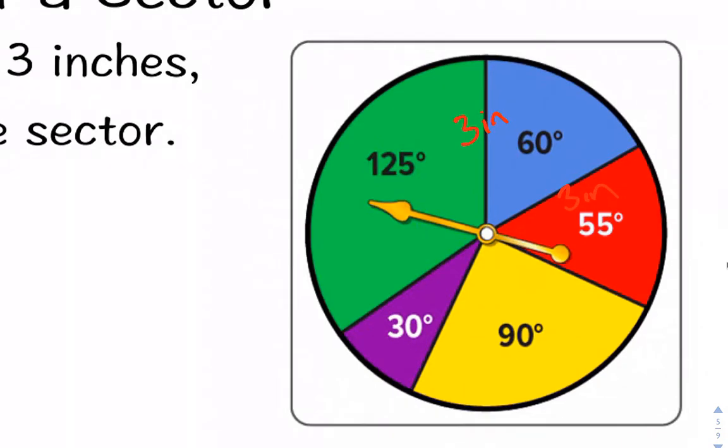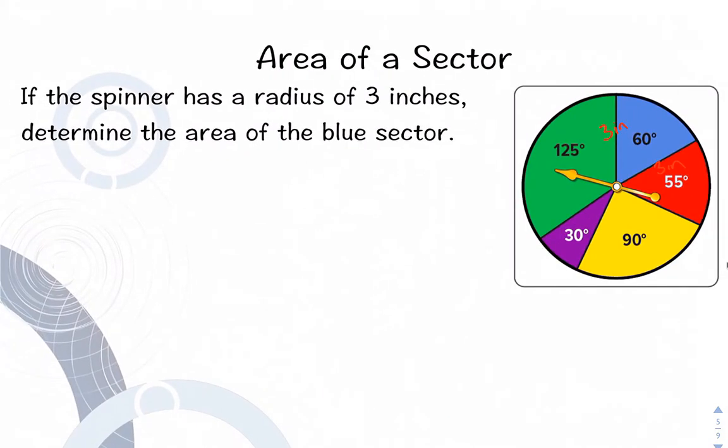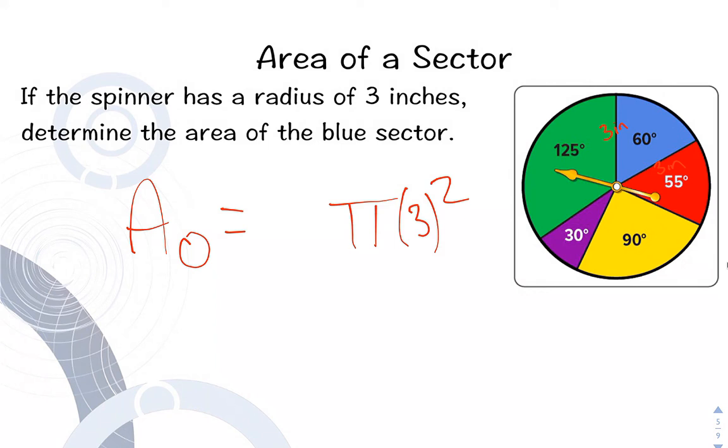Well, let's recall, how do I find the area of this circle? The area of just the circle, remember, is pi times r squared. In this case, the radius is 3, so I can just plug in a 3 there.